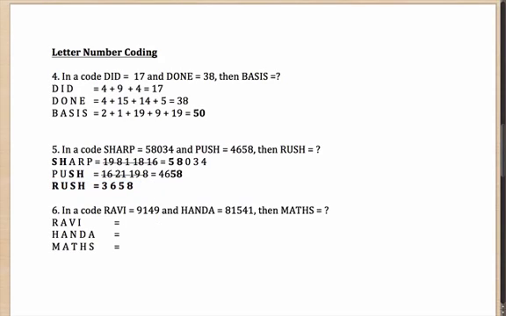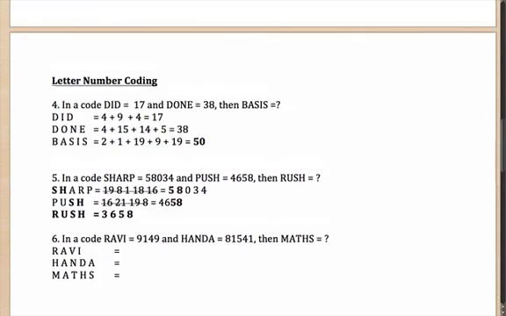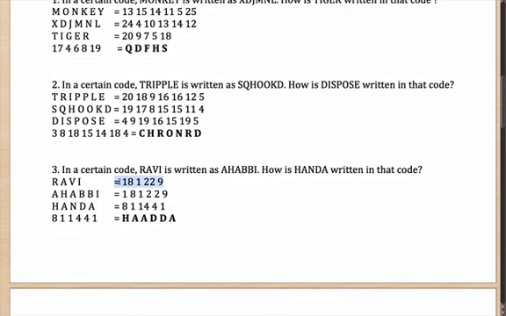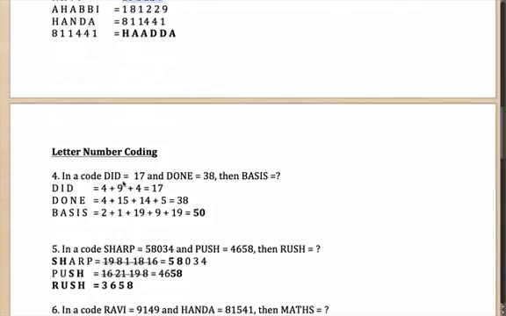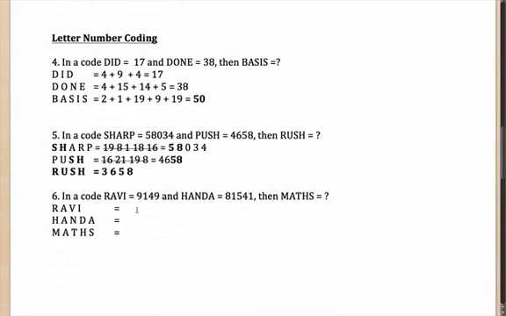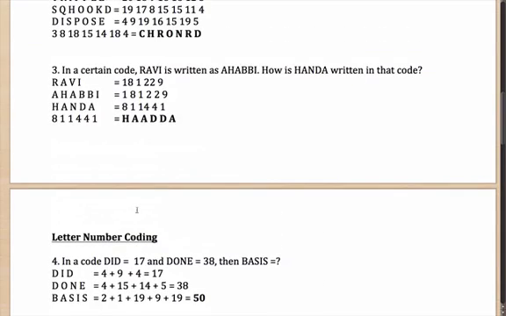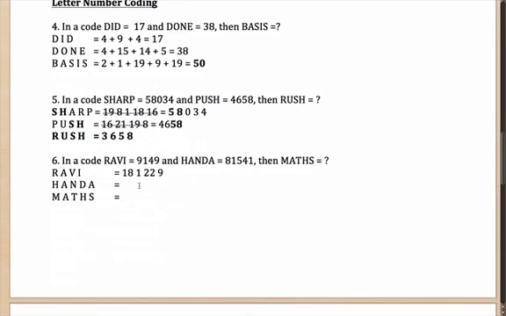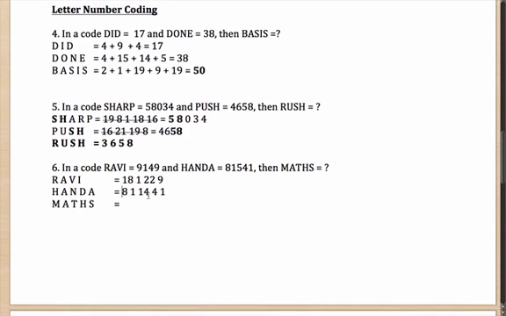Once again, getting a little personal. What do we have for Ravi? I just did Ravi here. So Ravi is 18, 1, 22, 9. Handa also I did here. That was 8, 1, 14, 4, 1. So I get that here. And I need to find it out for maths.